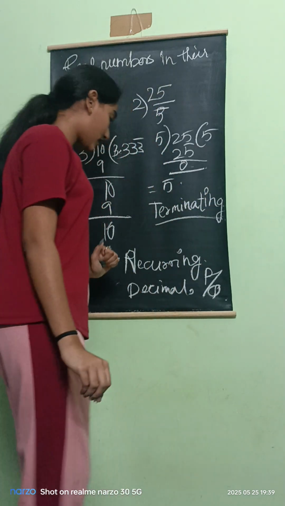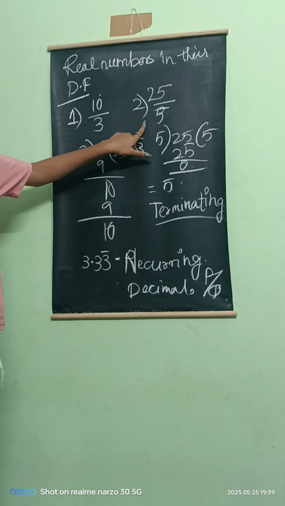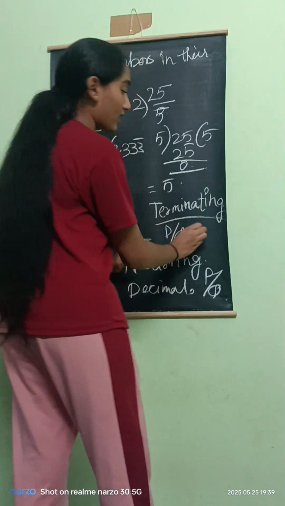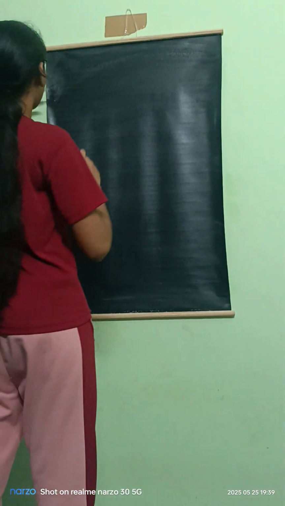Terminating, and it is in a P by Q form. It is also a rational number. Yes. So next, let's see another example.